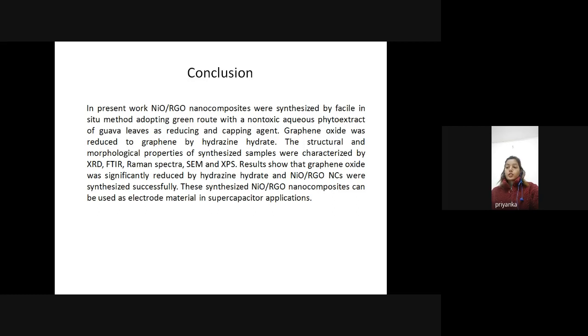eco-friendly green synthesis approach, in which we have used a non-toxic aqueous extract of guava leaves as reducing and capping agent. And these synthesized NiO-RGO nanocomposites can be used as electrode material in supercapacitor applications.